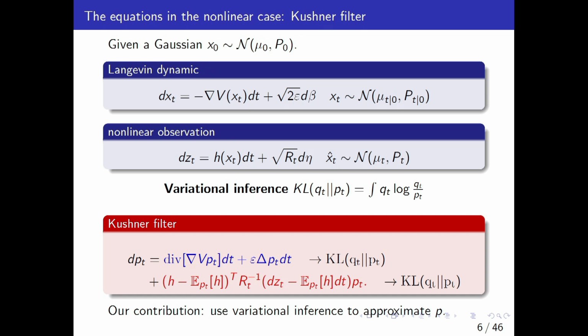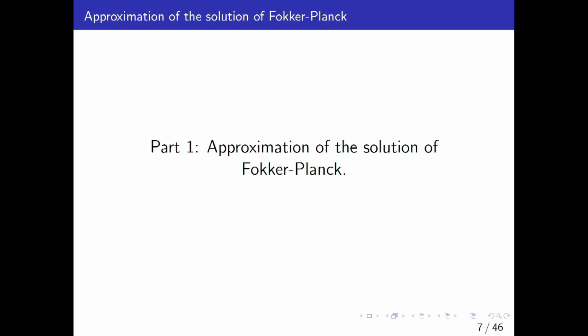And we see that we can do that for the Fokker-Planck part. These equations can be approximated with a Gaussian using this Kullback-Leibler divergence, with a method we'll introduce now. And these equations can also be approximated with a Gaussian with another kind of method. So I will now explain that in two parts: first, the Fokker-Planck equations, and the second part will be the Kushner equations. Remember, Fokker-Planck is to propagate uncertainty, and Kushner is to update the uncertainty when an observation comes.